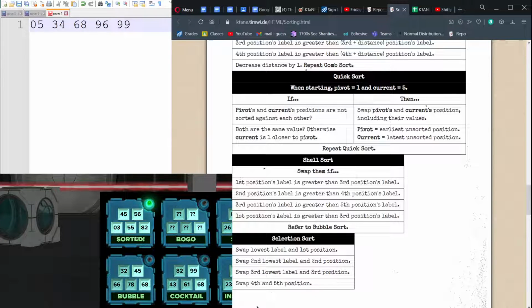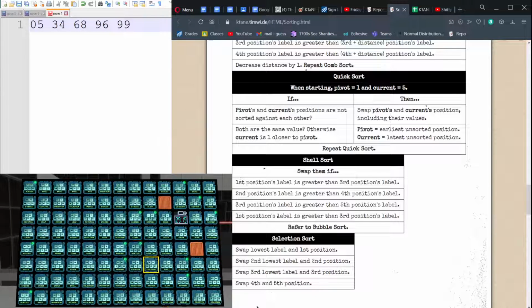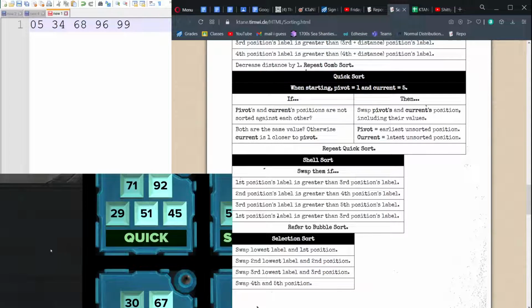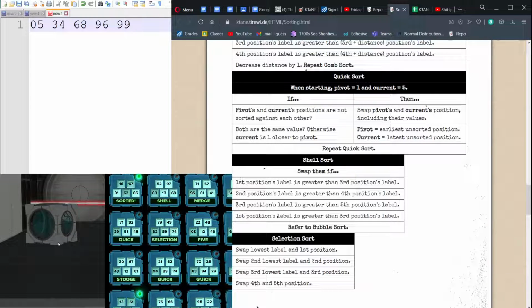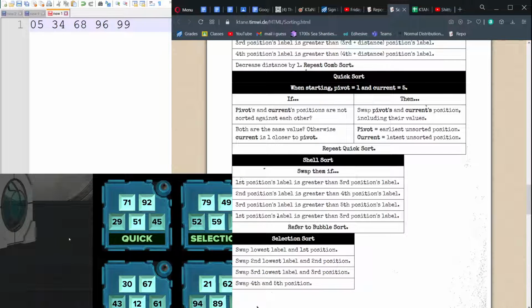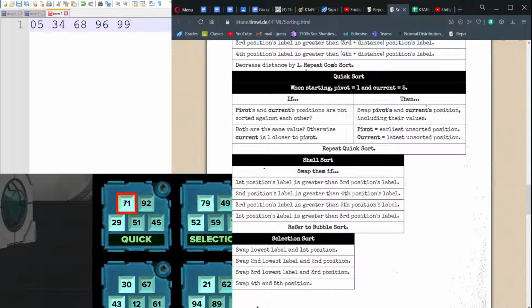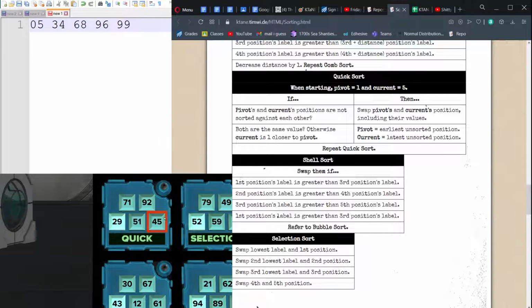However, that was, again, a bad example, because 2 numbers were already sorted. So, here's another quick sort, and that number's sorted, and it's fine. So, let's see. We check 1 and 5. 1 is not greater than 5, so we then set the pivot to be the earliest unsorted position, which is this 71, and the latest unsorted position, which is this 45.